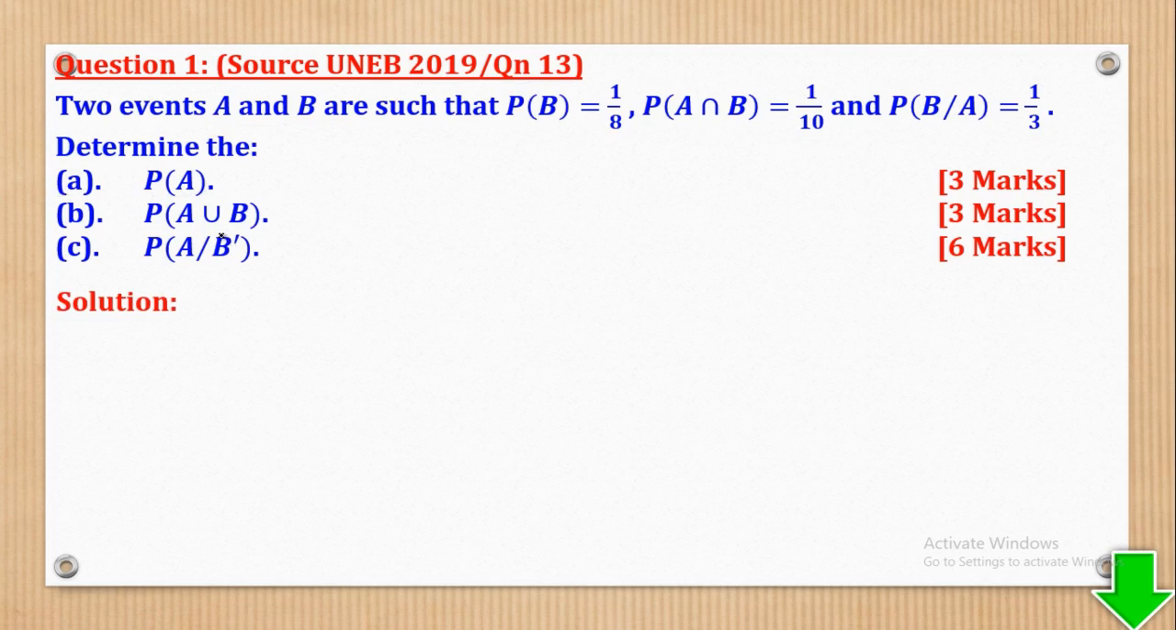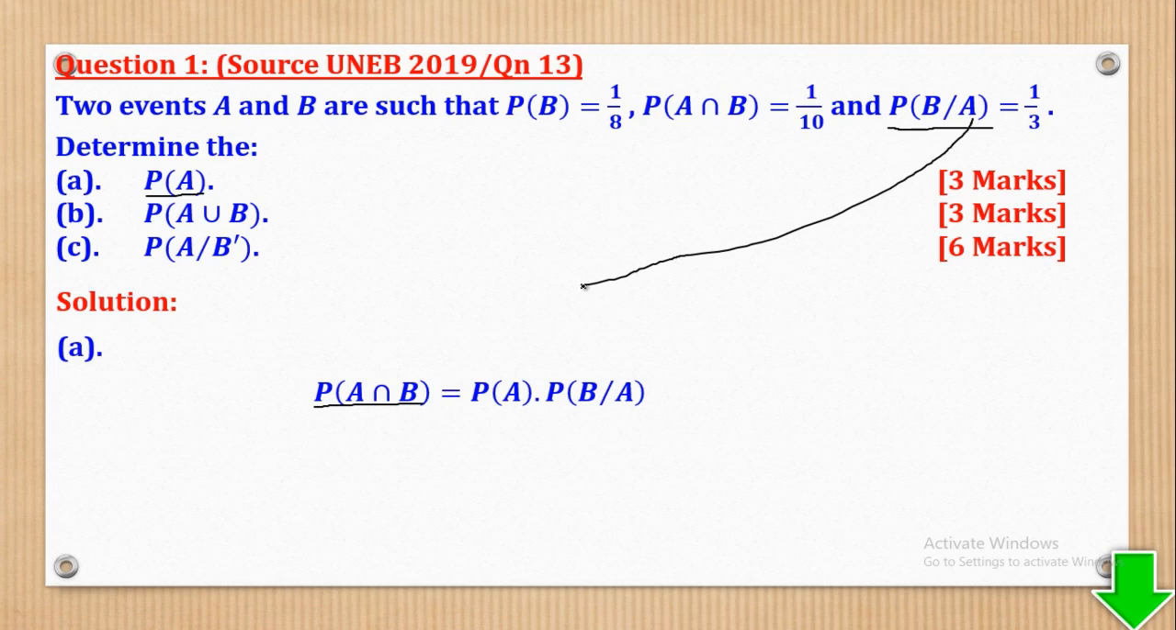So we shall start with part A. So part A, we know that if I want to get probability of A, I'll start from this. This is the Bayes' theorem, that if I'm given A intersection B and I'm also given B given A, it means that A has already occurred. That's why you put it here. Remember that rule. What has already occurred is what we put this side. So because here it is A which has already occurred, that's why you put it here, followed by the conditional probability.